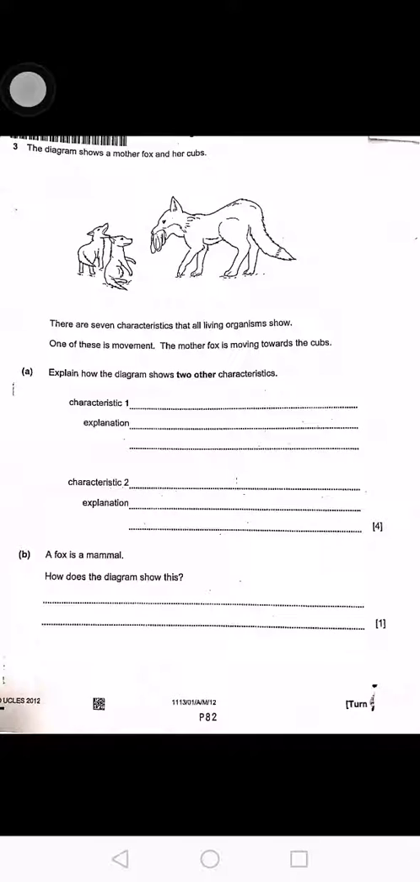Characteristic 2, nutrition. Explanation: the mother fox is holding food for her cubs.